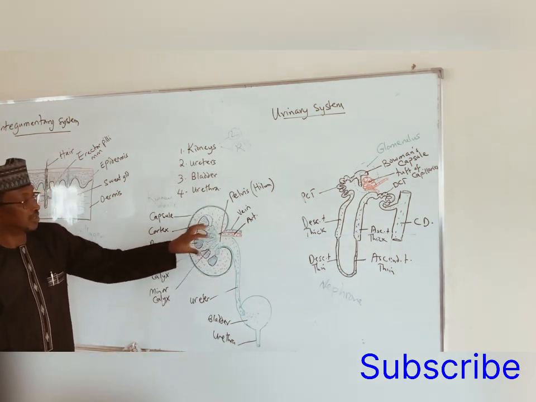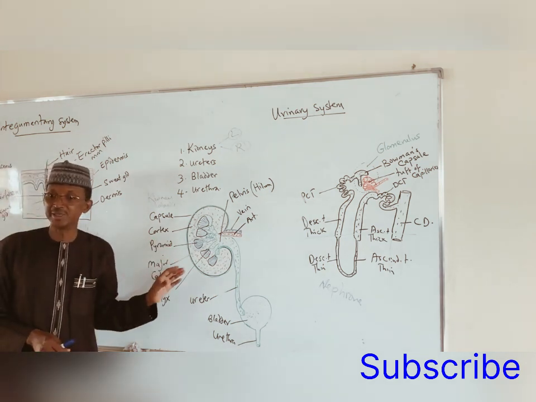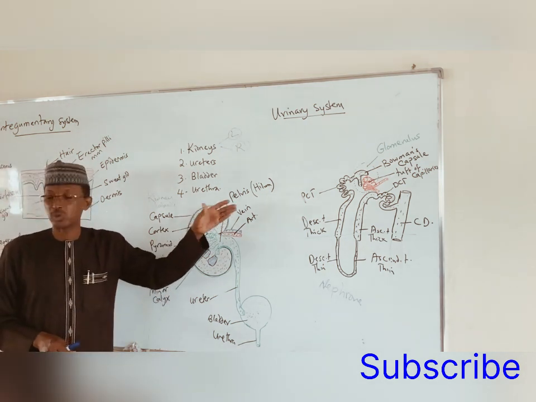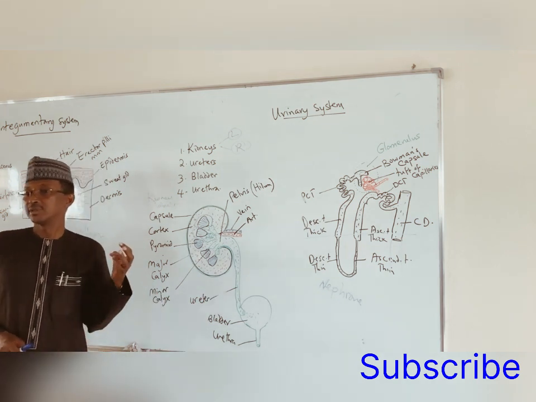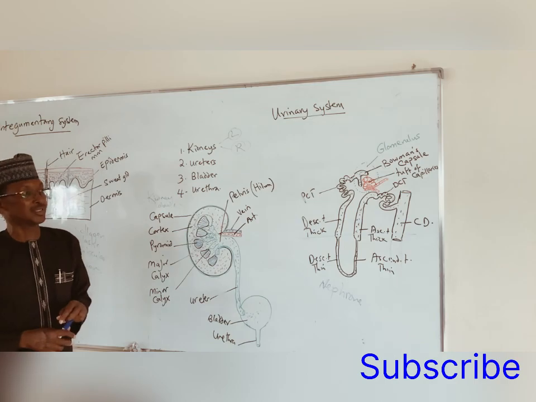So now we've seen the histology of a kidney. The next one is the histology of the structural and functional unit of the kidney, and that is what I said is known as the nephron. So let me just break here.